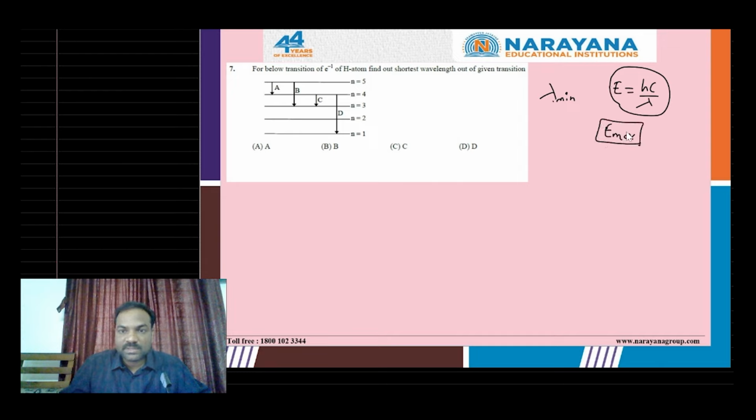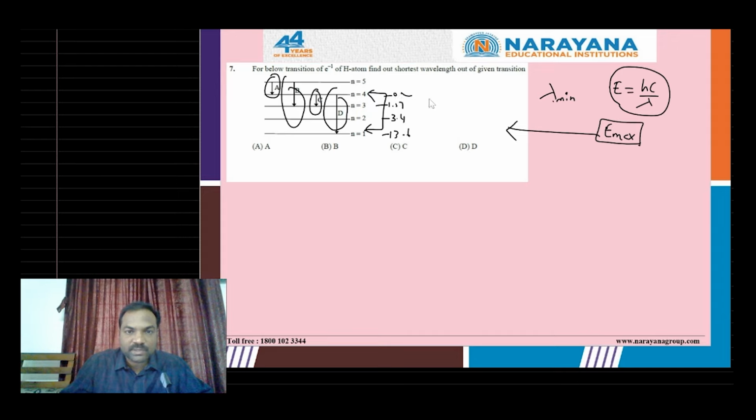For maximum energy, we need to identify the transition in such a way that the energy difference is very large. So we'll find the largest energy difference out of the given A, B, C and D. Obviously you can understand that 4 to 1 will have the maximum energy difference, with energy levels something like minus 13.6, minus 3.4, minus 1.5, minus 0.85. So you'll find the maximum difference for 4 to 1, which is nothing but D. So D will be the correct answer.